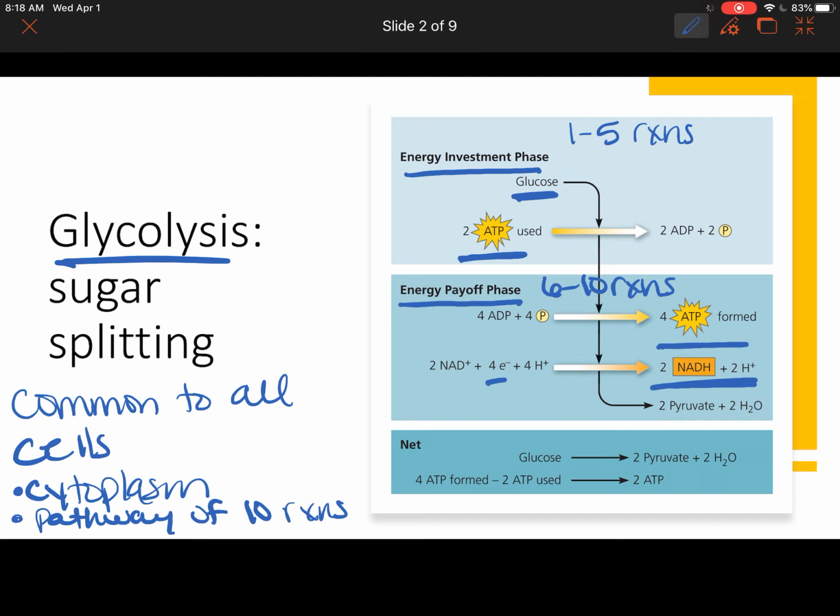Okay? And then the final product of glycolysis is called pyruvate. Pyruvate is what goes on into the next stage of aerobic respiration that happens in the mitochondria. Okay, so overall, in glycolysis, glucose is oxidized, meaning it's losing electrons, it's losing energy into pyruvate. And then the energy that glucose lost was being put into making ATP and also making NADH.